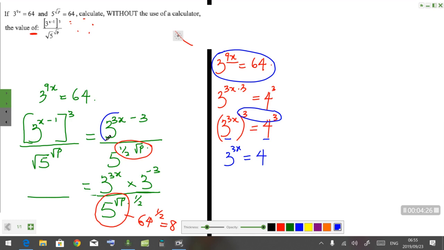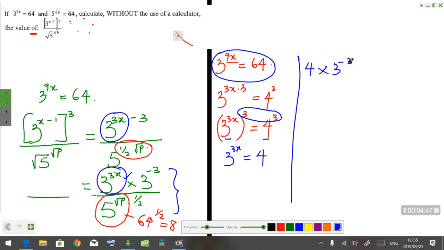By the way, look at my 3 to the power 3x there, and 3 to the power 3x there. Therefore, I can rewrite this whole expression from here. Instead of writing 3 to the power 3x, I'm removing it completely and putting a 4 there because we got 4 here, multiplied by 3 to the power negative 3. By the way, we said this whole expression here, remember this is 64 given, to the power half, is basically looking for the square root of 64, and that will give us 8 there.